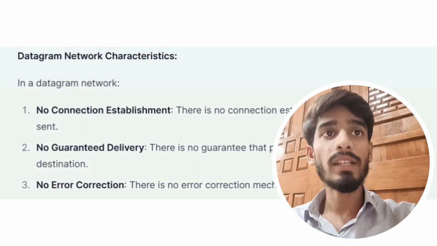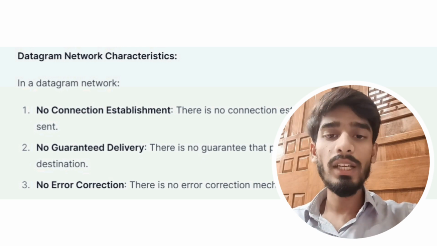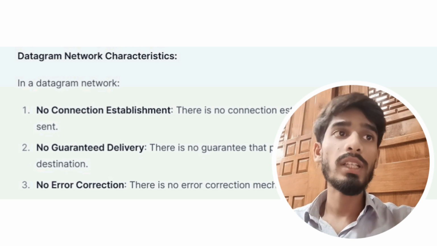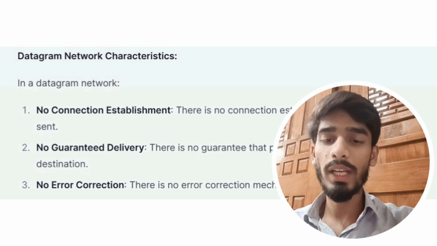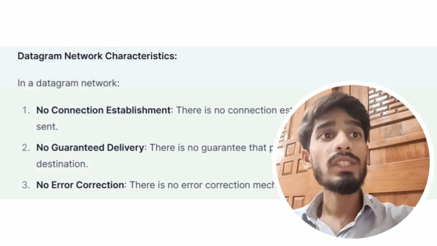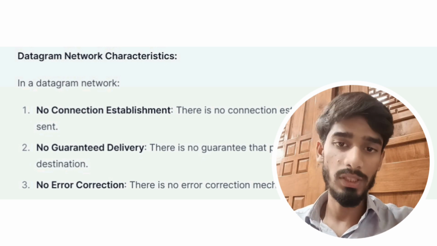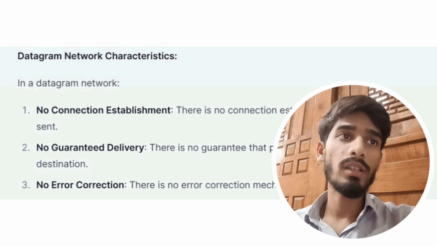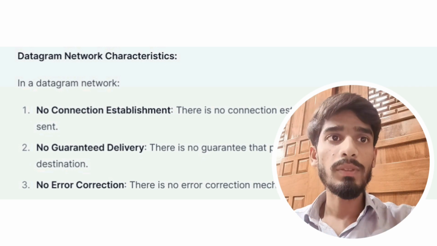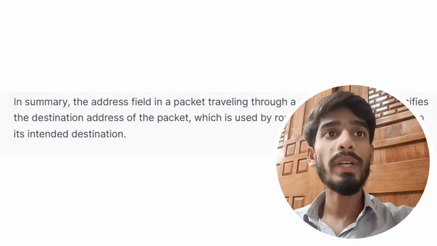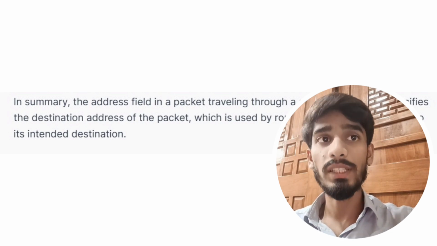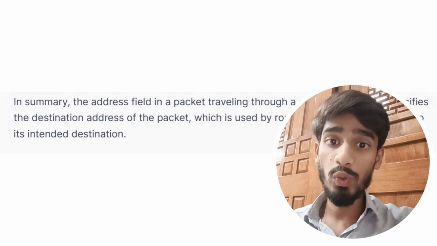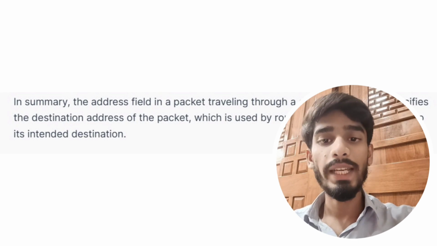What are some of the characteristics of a datagram network? In a datagram network, there is no connection establishment before data is sent. Second, there is no guarantee that packets will be delivered to the destination. Third, there is no error correction mechanism in place. In summary, the address field in a packet traveling through a datagram network specifies the destination address of the packet, which is used by routers to forward the packet to its intended destination.